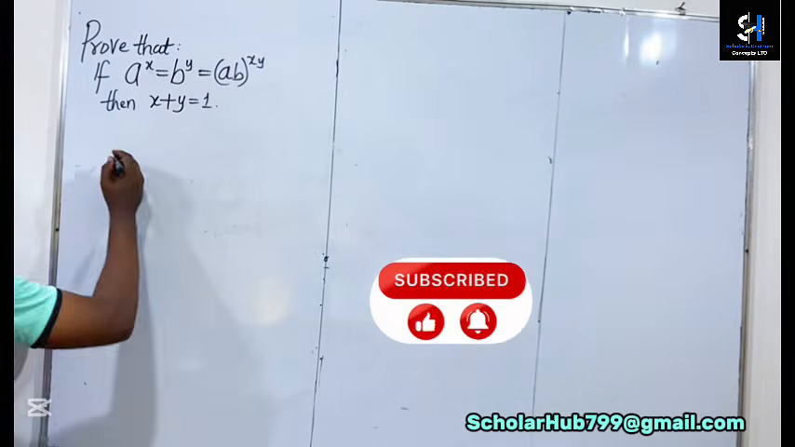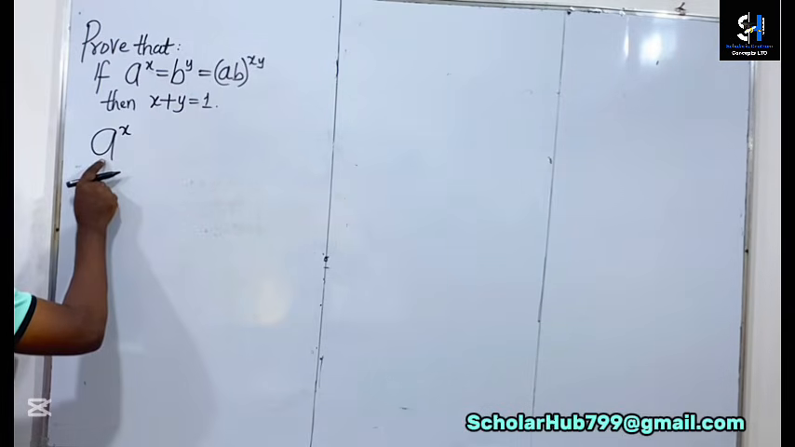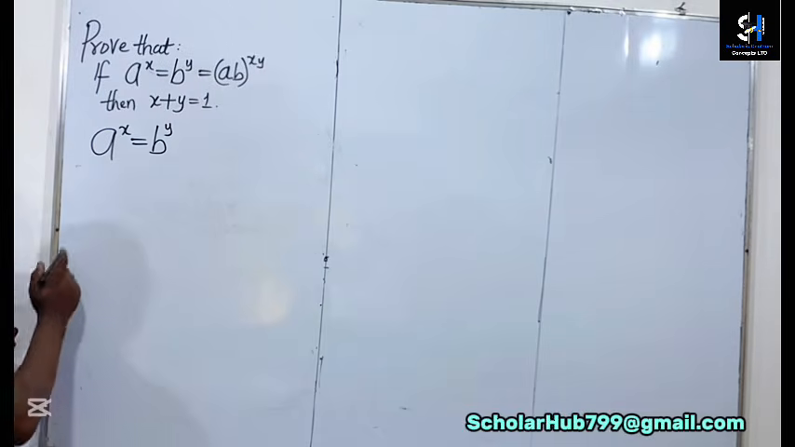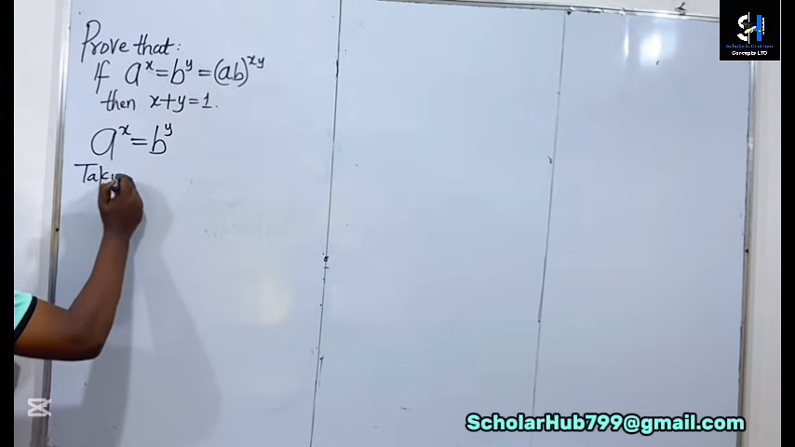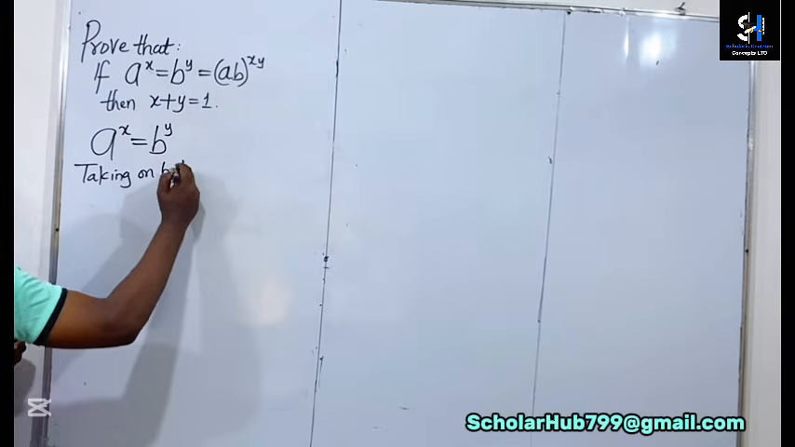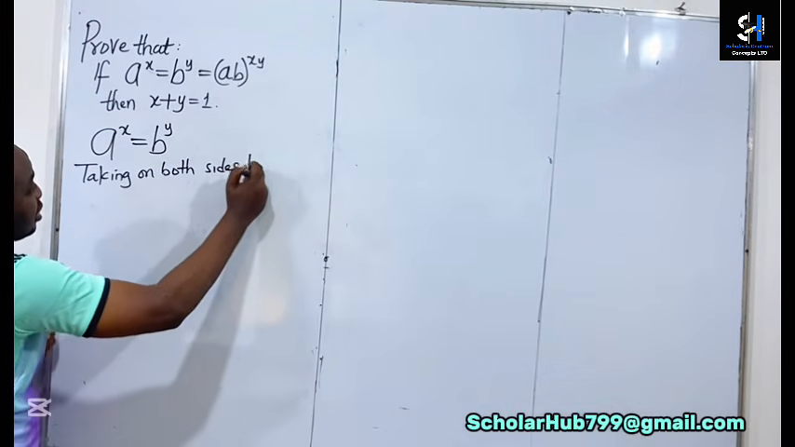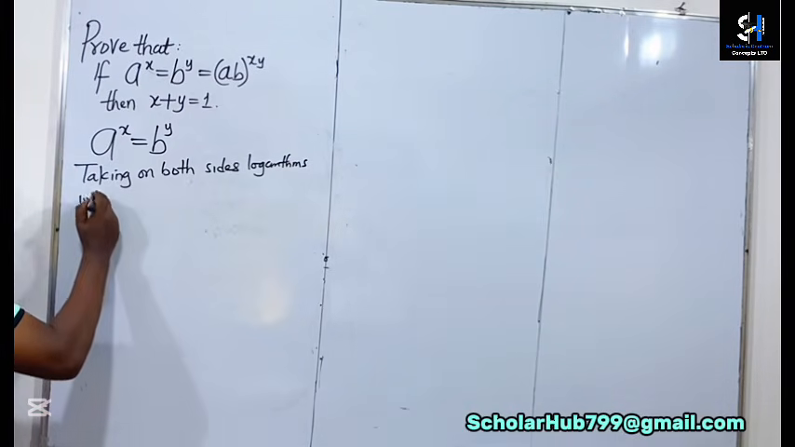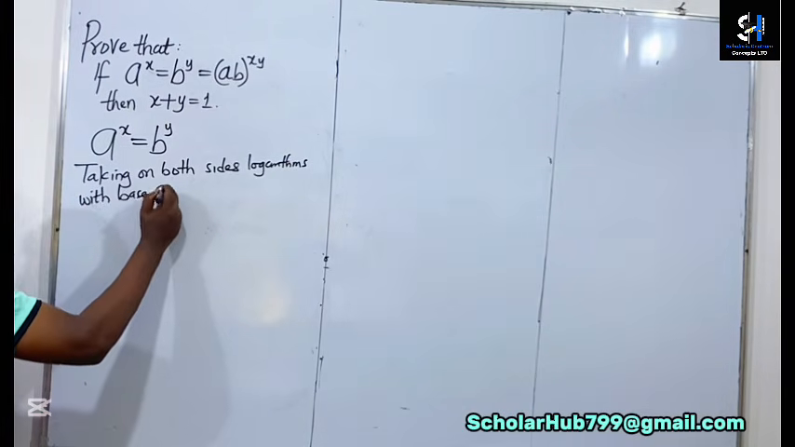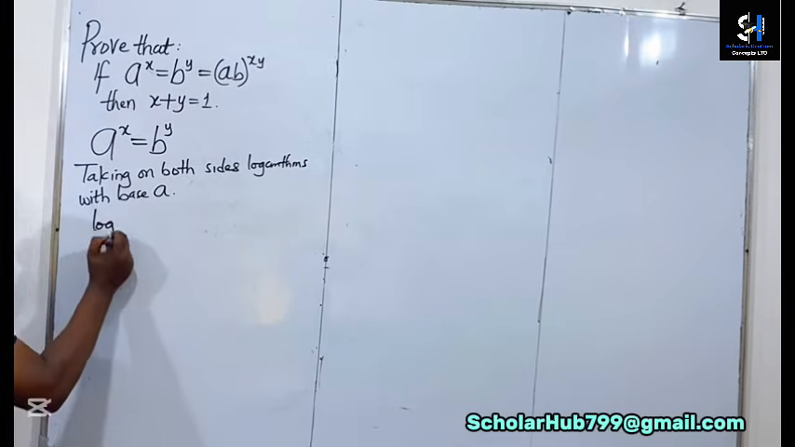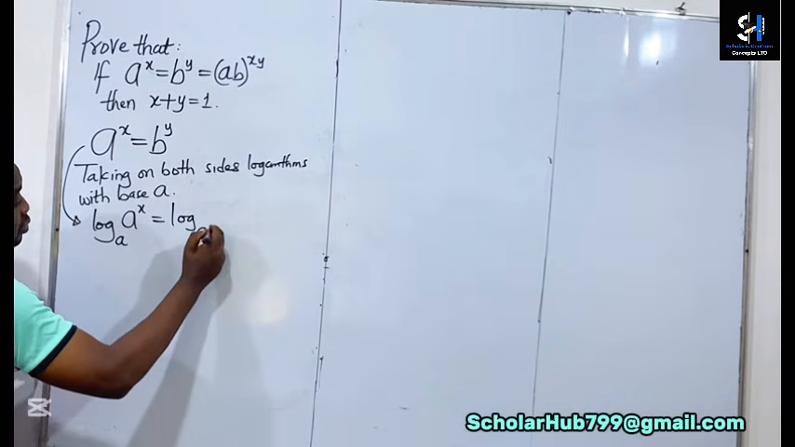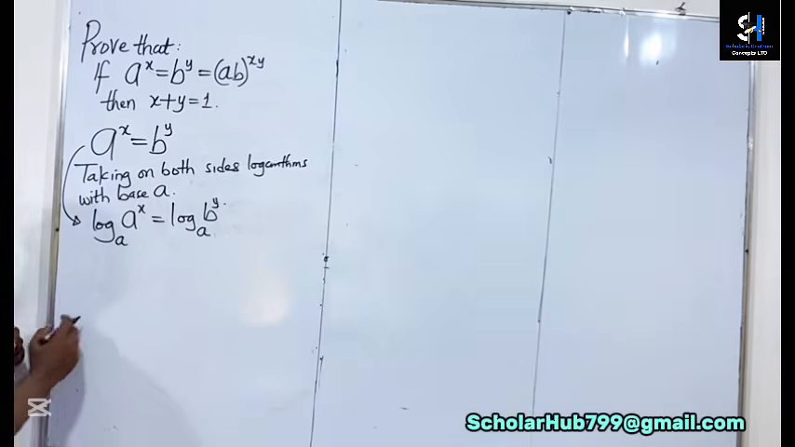Now let's do that. Like I said, the first thing to do is to set a raised to the power of x equals b raised to the power of y. Then taking logarithms on both sides with base a, we now have logarithm to base a of a raised to the power of x equals logarithm to base a of b raised to the power of y.